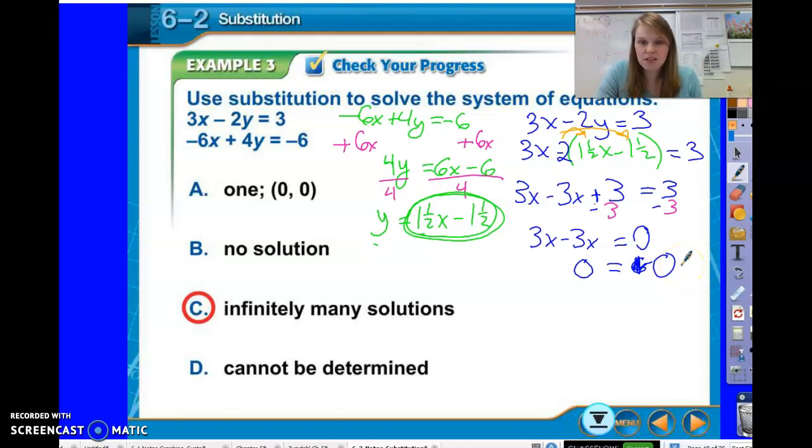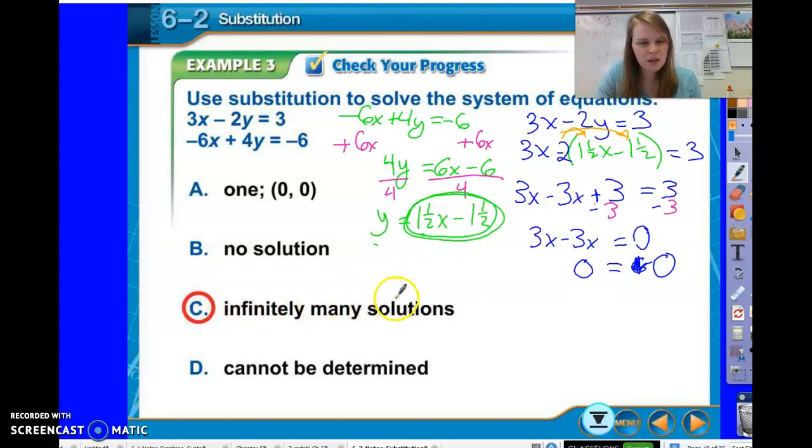It works. It's a yes. So that means that we have infinitely many solutions. Check this out. I do not have that x equals 0 and y equals 0. If that was the case, A would be our answer. Instead, we have 0 equals 0, which is true.